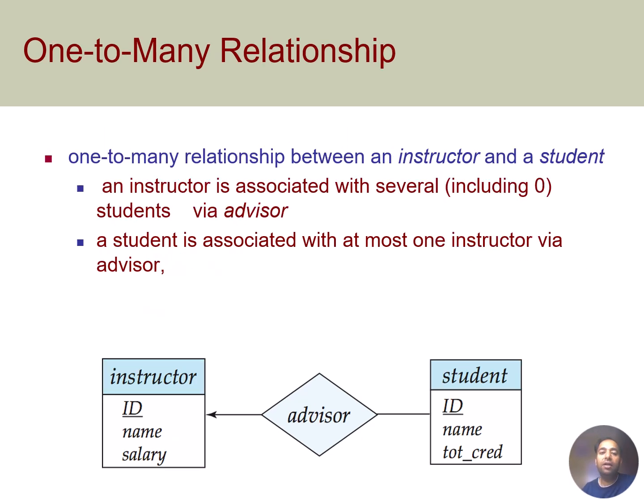In a one-to-many relationship, one entity from set A is related to many from set B. Think of one instructor advising several students, very common in universities. Here, each student has at most one instructor, but an instructor can have multiple students. We show this by placing an arrow from the student to the advisor relationship. This tells us the direction of the one side.